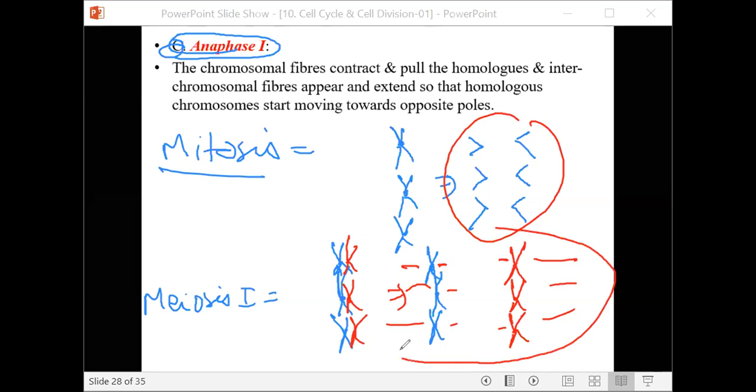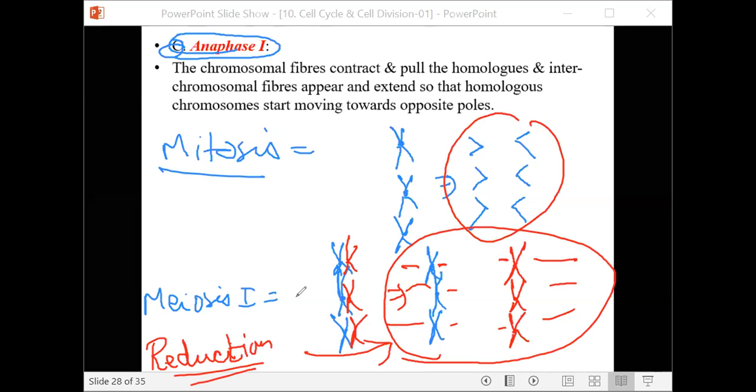This is the step which is resulting in the reduction that we saw earlier, reduction division. This is the step causing the reduction. The chromatids are not breaking unlike in mitosis. All of you understanding the difference? This is for mitosis, but in meiosis one, this is what is happening. The chromosomes are separating in an intact manner. So 46 and 23 is done. Okay.